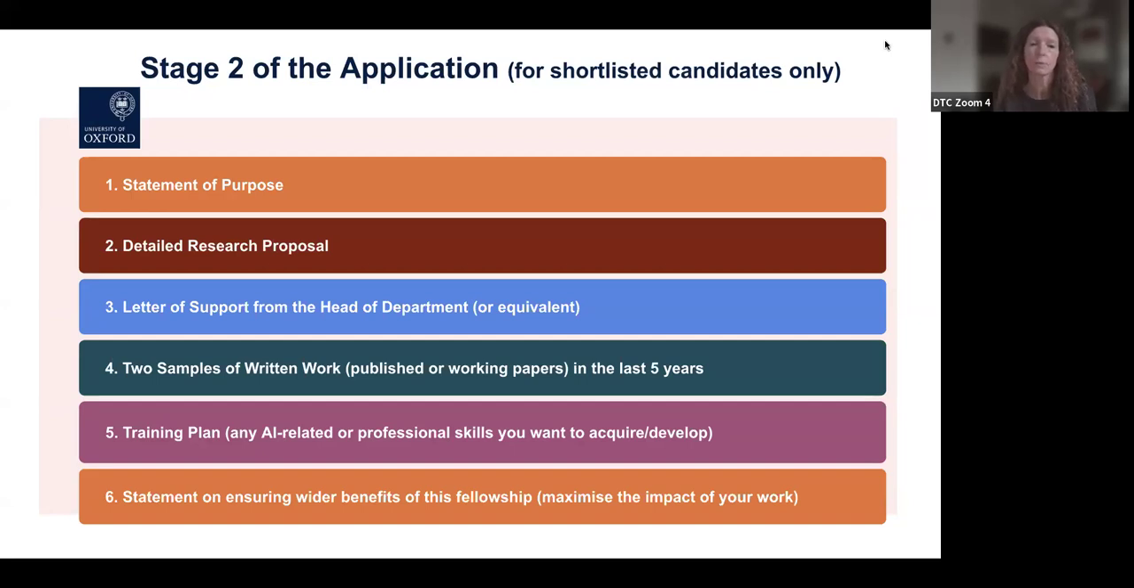We also require 2 samples of written work at stage 2, and that can be a published or a working paper, and we ask that that has been in the last 5 years, and also that you put together a training plan, and specifically any AI related or professional skills that you want to acquire or develop. We don't expect it to be entirely detailed, but we do ask that you give us an overview of what training and support you require. And then finally, a statement on ensuring the wider benefits of this fellowship, and also how you would go about maximising the impact of your work if you were to be successful.